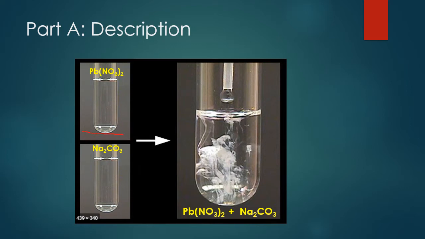on the top, and the description of sodium carbonate being the test tube on the bottom. Notice they're both clear, colorless liquids. Now, for a description of the reaction, you can see the reaction in the picture to the right, where we're taking the lead-2 nitrate and adding sodium carbonate to it. Notice you get a cloudy white substance.